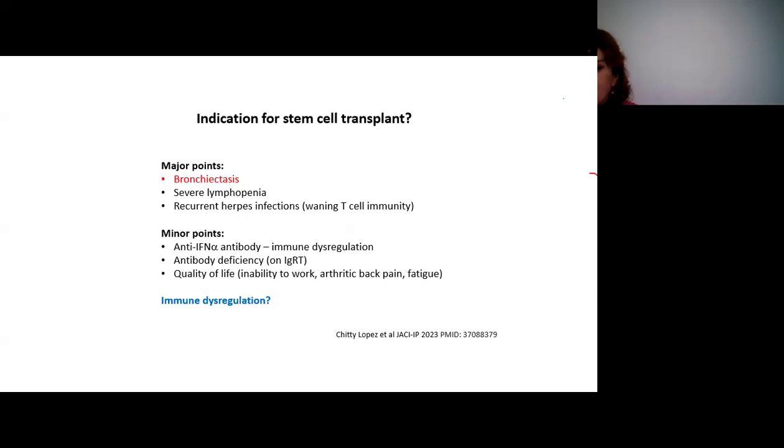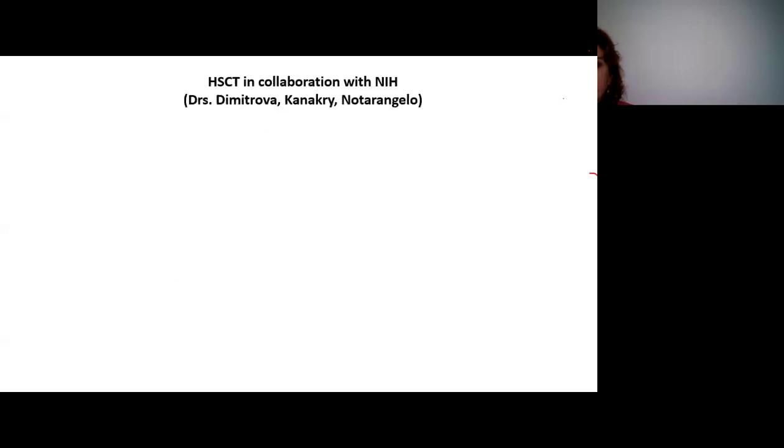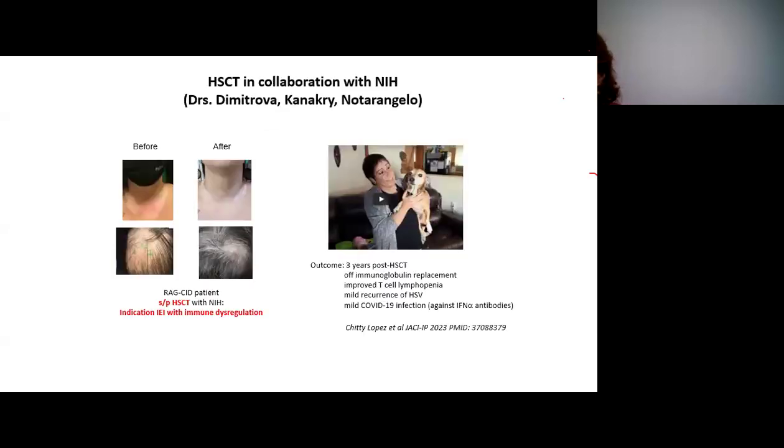She has antibody deficiency, and she really had a very poor quality of life. She no longer could work full time. She started to feel more fatigued. She had joint pains everywhere. So to my point, she had definite signs of immune dysregulation. We had laboratory evidence of that too. So my indication for stem cell transplant was the potential progression of lung disease and the question of this immune dysregulatory process.